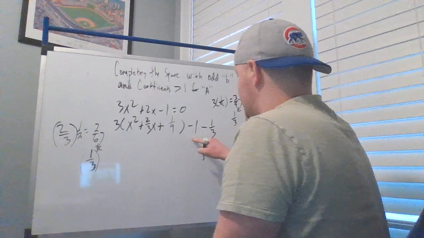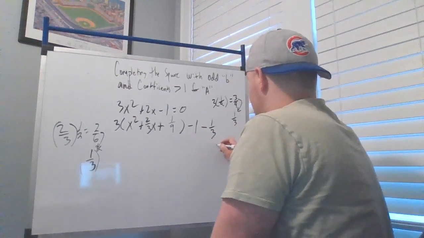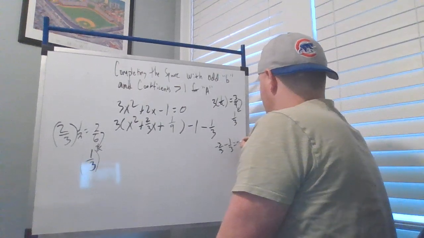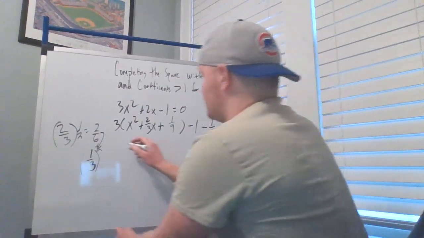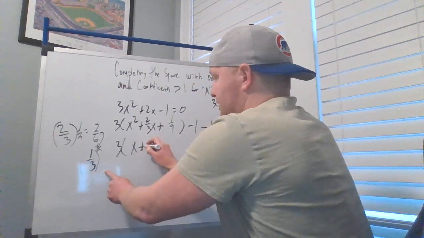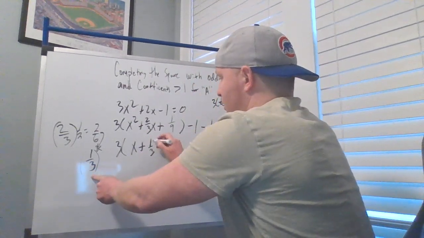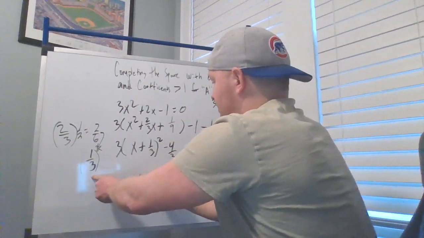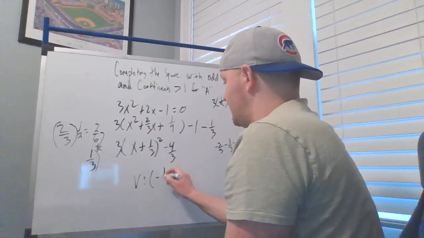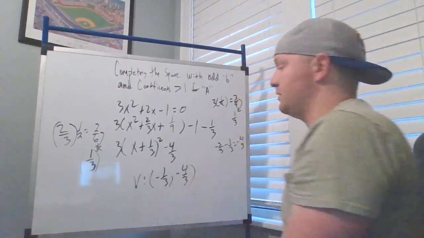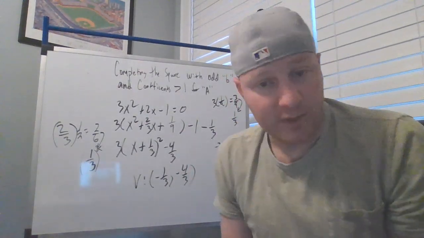My last thing I do is I got to subtract this. This is the same as negative 3/3 minus 1/3, which equals negative 4/3. So your final answer is 3 times x plus 1/3 squared minus 4/3. So your vertex is going to be negative 1/3, comma, negative 4/3. I hope this makes sense.